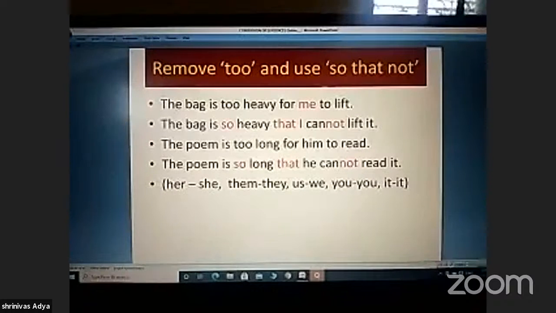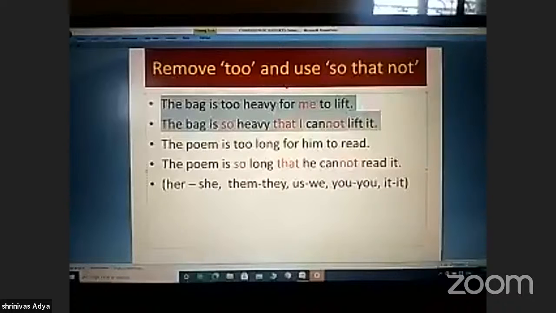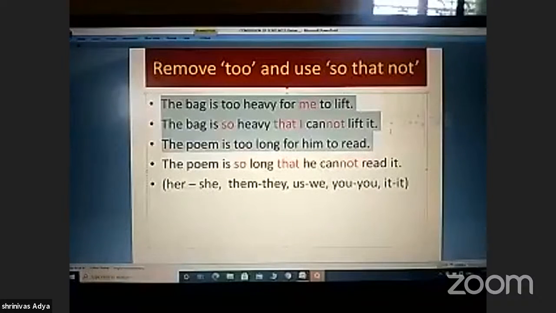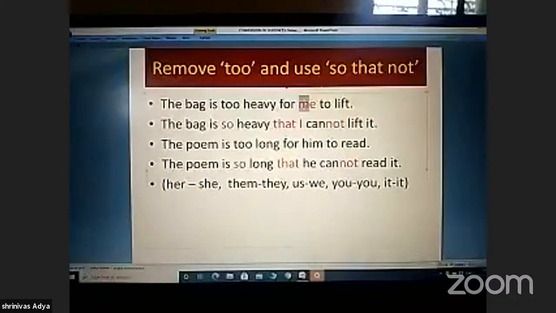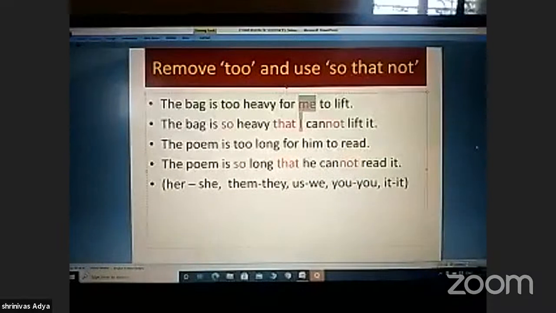And similarly, sometimes you will have him. Have you completed taking down the first sentence? The bag is too heavy for me to lift. Rewriting it using so that not: The bag is so heavy that I cannot lift it. So just remember, what has me changed to here? I. Me has changed to I. This you remember.